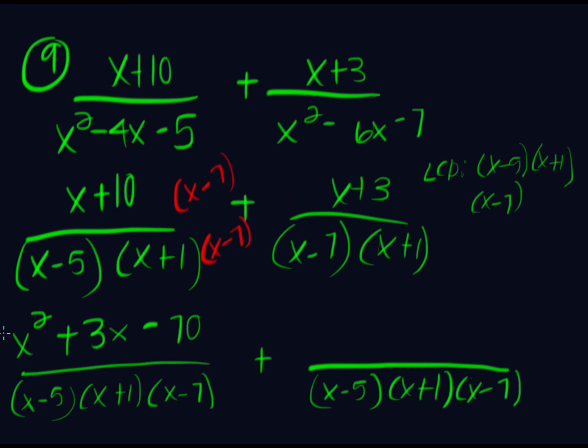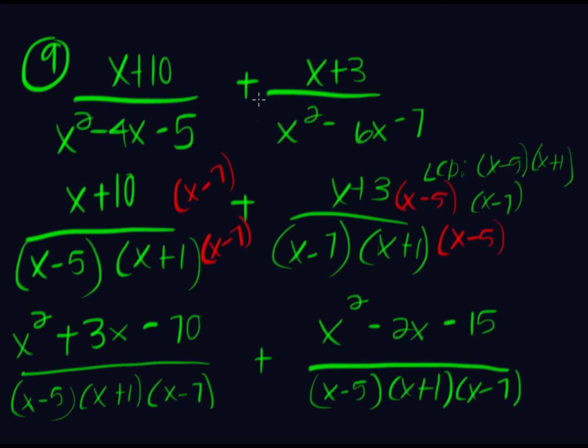Now in the second expression, I have an x minus 7 and an x plus 1 in the denominator. The only thing it's missing is an x minus 5, so I multiply that by the top and the bottom. And I'm just going to FOIL those two top binomials. x times x is x squared. x times negative 5 is negative 5x, but 3 times x is 3x. So that would give me a negative 2x, and then 3 times negative 5 is negative 15.